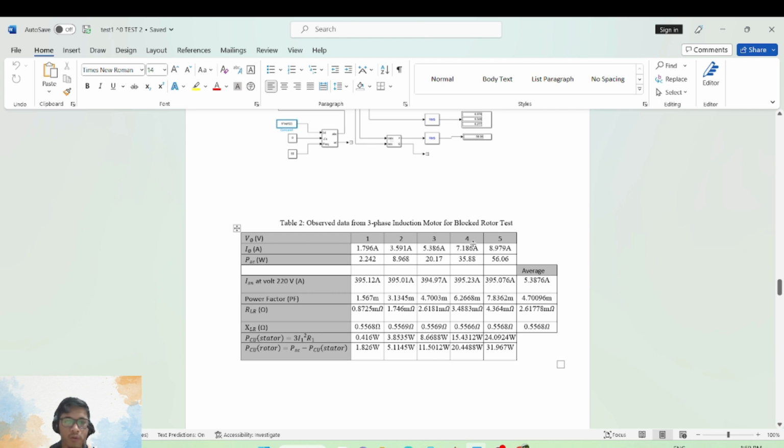And then for 4 volt, the current we get is 7.186 ampere, the PSC is 35.88, and the ISN is 395.23 ampere. For the power factor we get 6.2668 milli, for the RLR 3.4883 milliohm, and for the XLR 0.5566 ohm. For the PCU stator we get 50.4312 watt, and for the PCU rotor 20.4488 watt. And then the last is 5 volt.